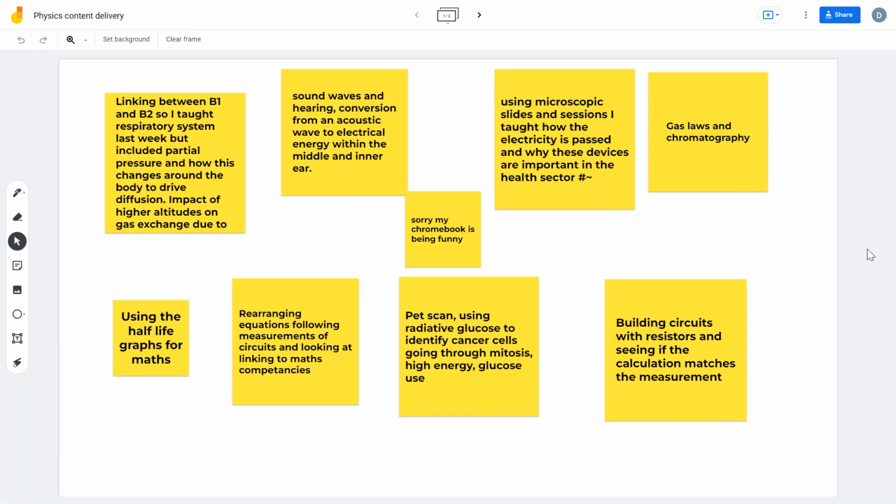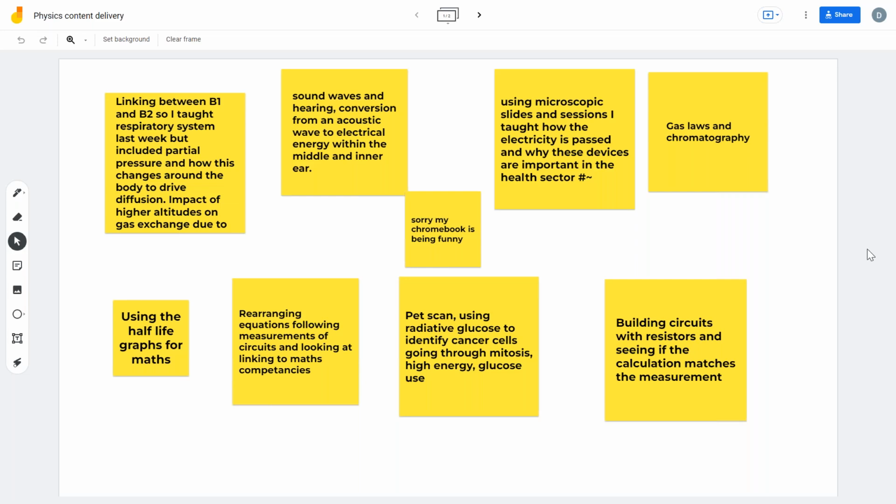I got lots of suggestions in here. Let's have a just quick read through them. So Lincoln B1 and B2 thought about the respiratory system and partial pressure. Okay, impact of higher altitudes. So I'm guessing this is a respiratory system. That would be either a health or healthcare science example. Good. Using the half-life graphs for maths, so doing some calculations of half-life graphs.